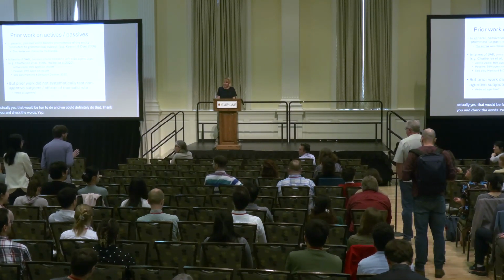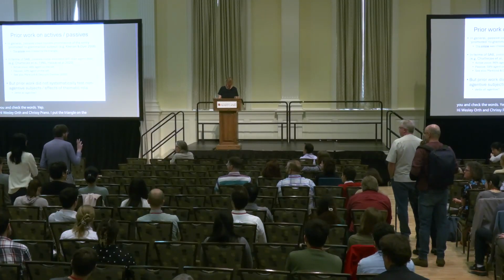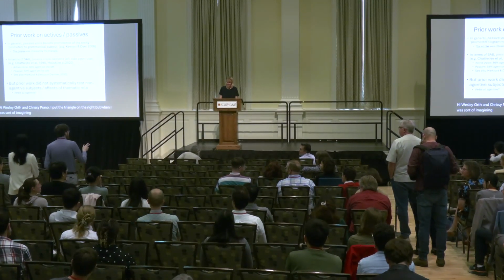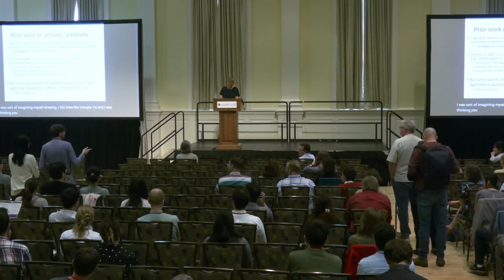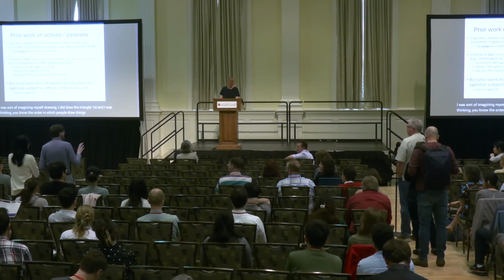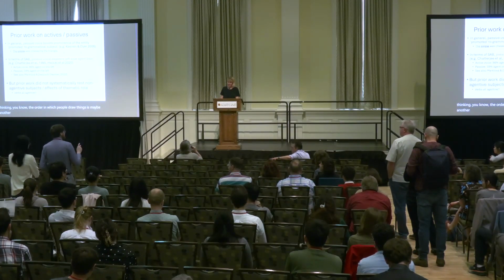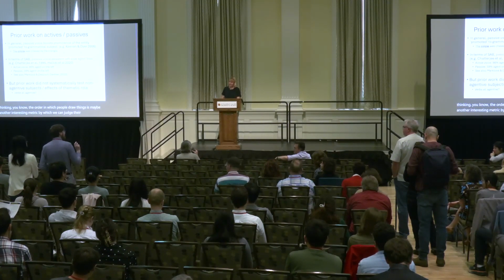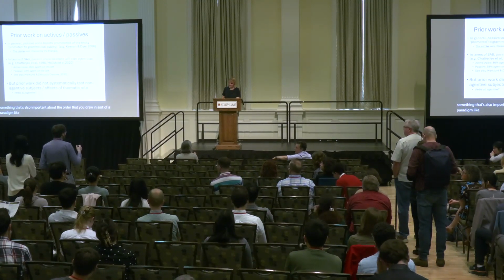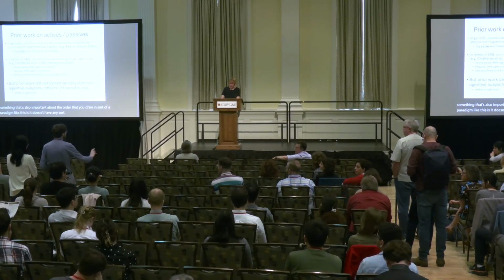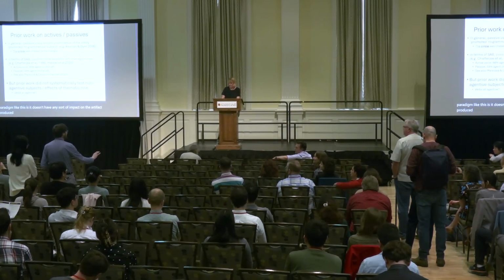Hi, Wesley Orth, University of Toronto. I put the triangle on the right. But when I was imagining myself drawing, I did draw the triangle first. And I was thinking, the order in which people draw things is maybe another interesting metric by which we can judge their prominence. And something that's also important about the order that you draw in a paradigm like this is it doesn't have any impact on the artifact produced unless you have a really leaky pen and the lines are getting weaker as you go.